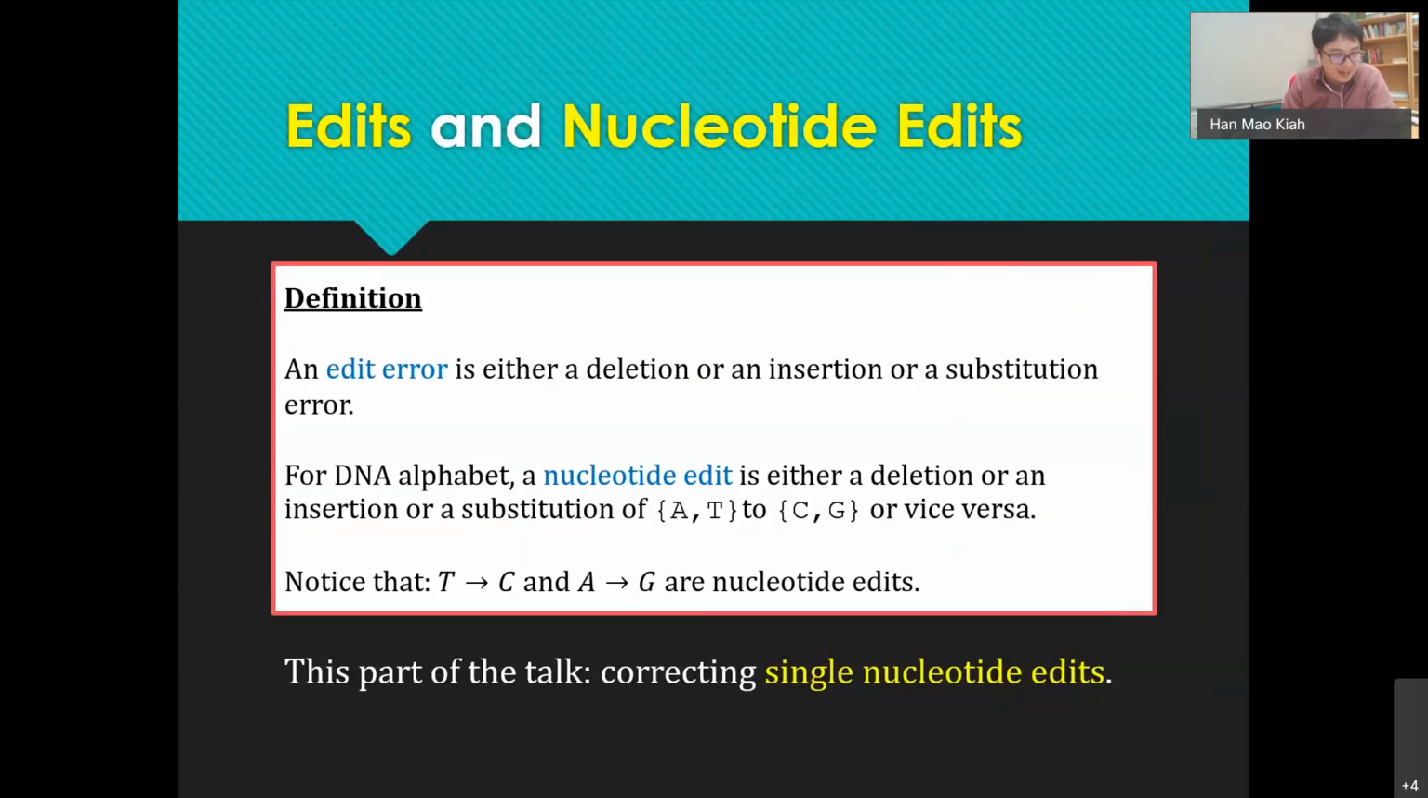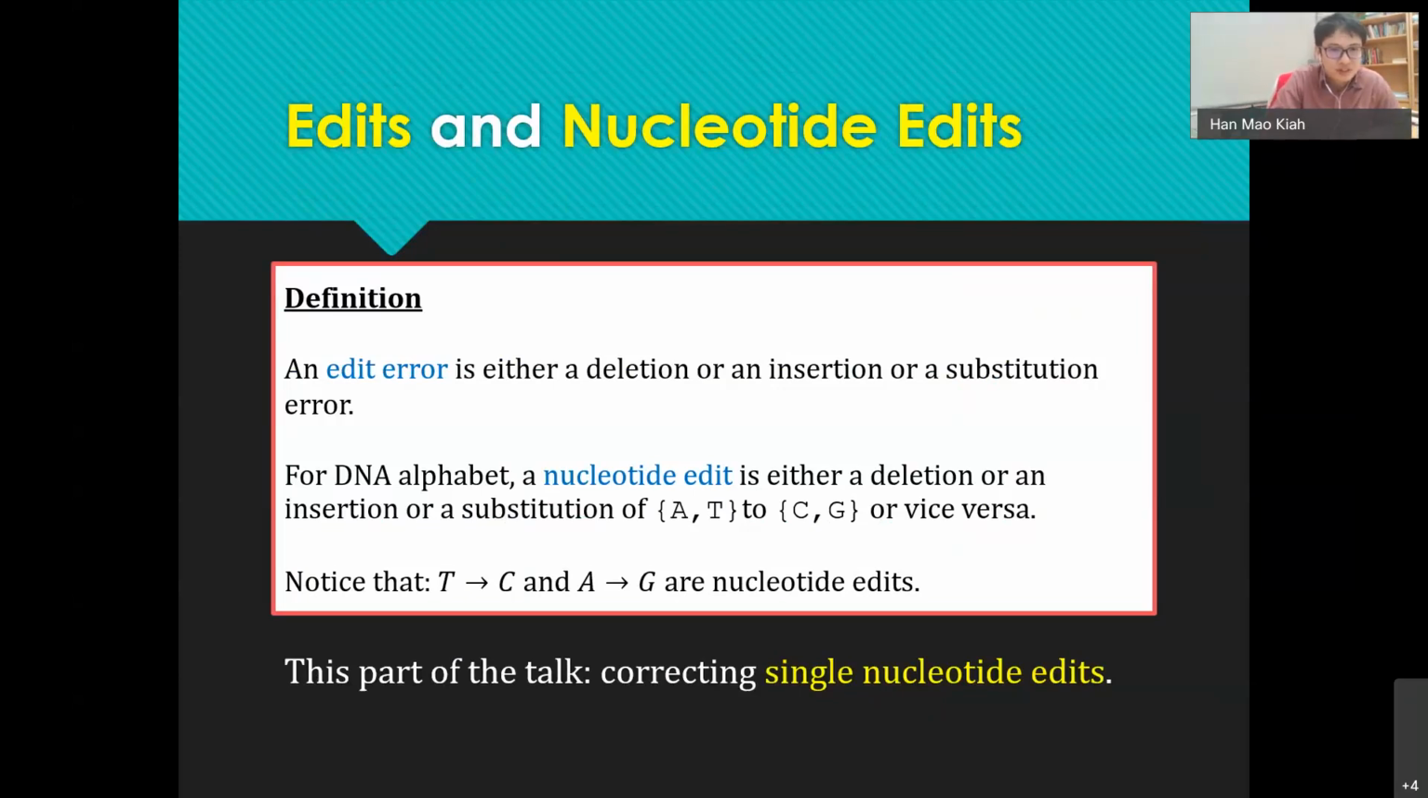This is the usual type of edits. But for the DNA alphabet, we consider a subset of these edits. In particular, a nucleotide edit, sorry, this is a name that we came up with ourselves, refers to either a deletion, insertion, as before, or a substitution where A and T is replaced with C or G, or vice versa. And so in this so-called special type of edits, the errors that were reportedly more likely to occur are classified as nucleotide edits. And here we will try to correct these nucleotide edits.